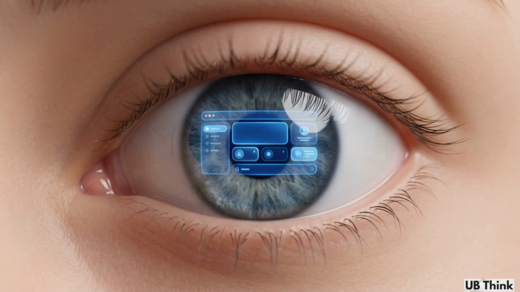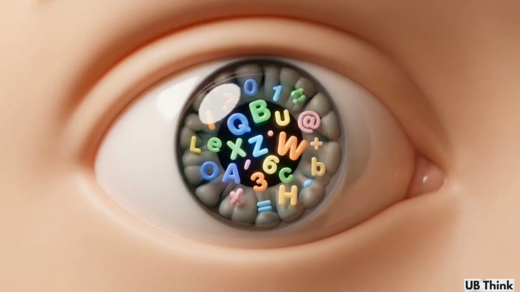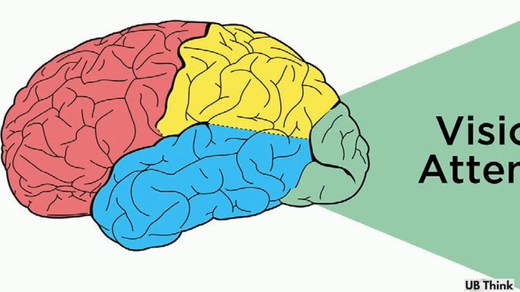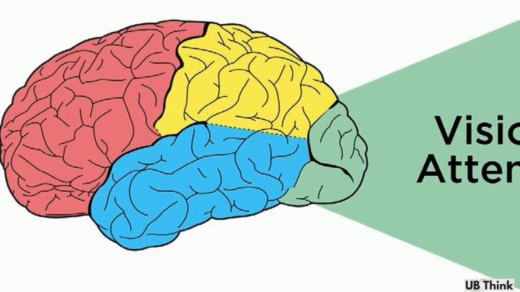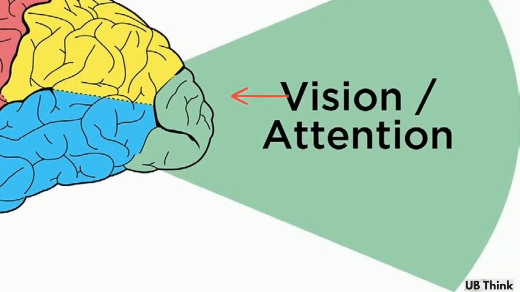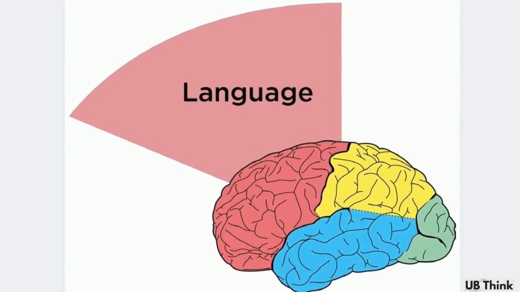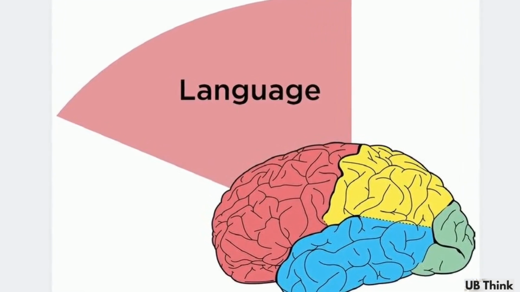However, getting a user to look at a button is only the first step. Sight is not the same as comprehension. To move further, the brain must hand off the data. The green spotlight here represents the visual cortex, which handles the fast, automatic processing required to locate an object in space. Once the eyes fixate on text, the language center, shown here in pink, takes over.